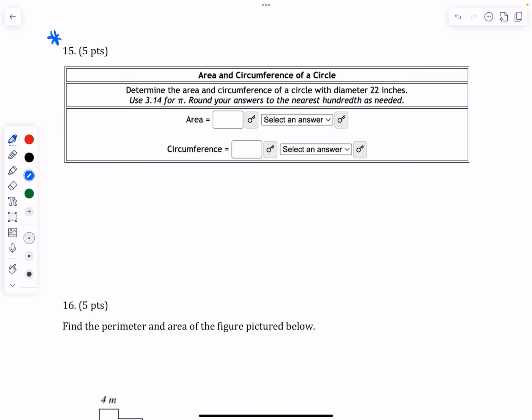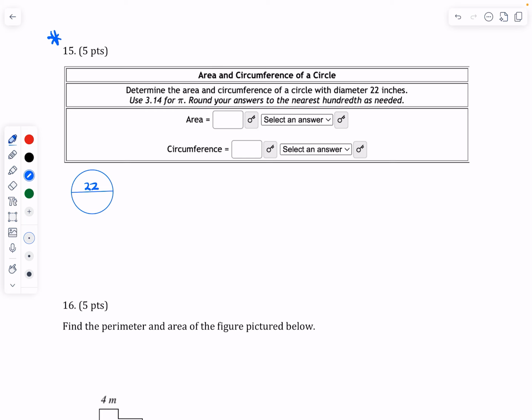Now we're starting on question 15 of the extra practice paper review for Unit 3. It asks us to find the area and circumference of a circle. Determine the area and circumference of a circle with diameter 22. Okay, so I'm going to draw a circle. The diameter of this guy is 22.